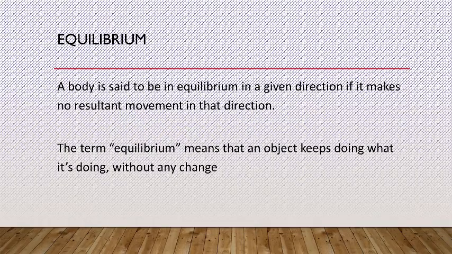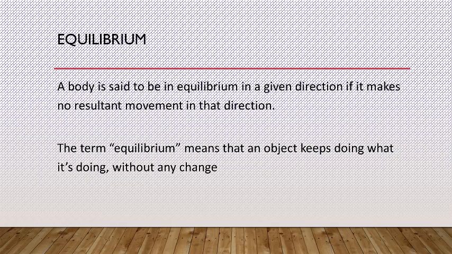Equilibrium of forces. A body is said to be in equilibrium in a given direction if it makes no resultant movement in that direction. The term equilibrium means that an object keeps doing what it's doing without any change. Therefore, if the object is moving, it will continue to move in a straight line. If it is stationary, it will remain stationary. The object will also not start or stop turning.